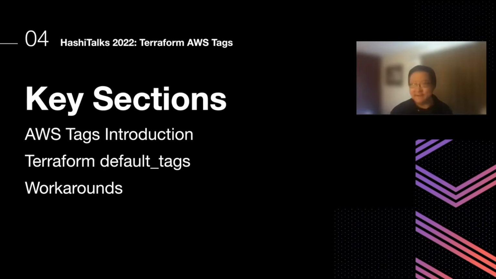And the third is, like any software, right? There's going to be little bugs, issues, things like that, little quirks. So some workarounds when you're trying to use AWS default tags, so that way you're not really frustrated when you try to actually put this into production.